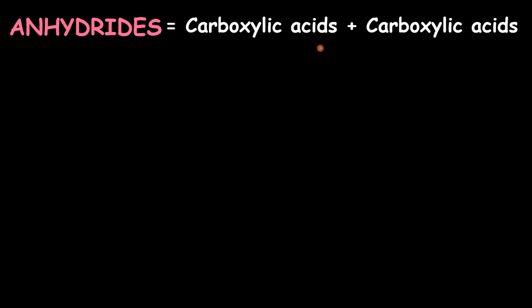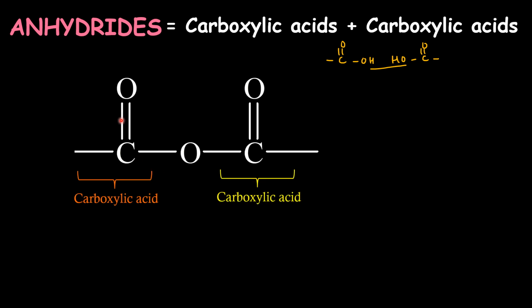Anhydrides are made up of two carboxylic acid units. We know that a carboxylic acid means C double bond OH. Another carboxylic acid is C double bond OH. When we remove a molecule of water from two carboxylic acids, we get anhydrides. The notation will be like this: two carbonyl groups where oxygen is sandwiched in between. Each carbonyl group indicates one carboxylic acid unit in the anhydride.